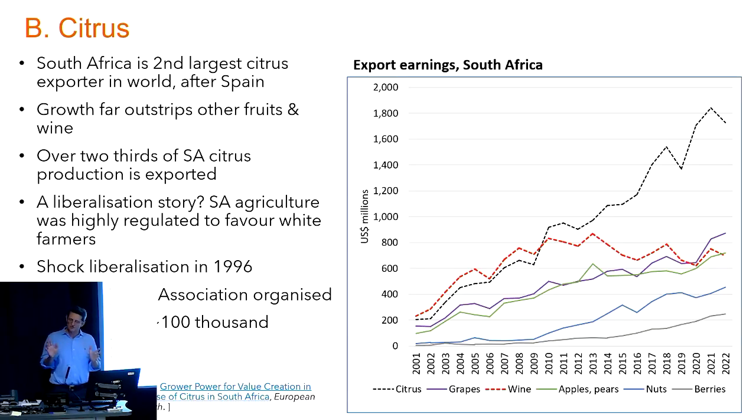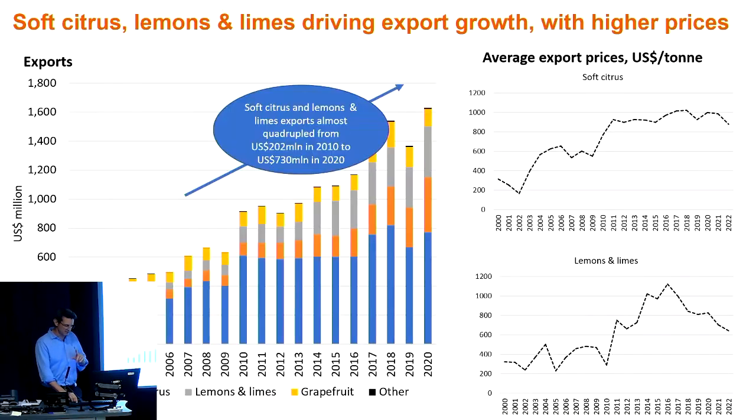Under apartheid, up to 1994, this industry in South Africa was controlled by marketing boards. They were all swept aside in 1996. Shock liberalization. Is it a response to liberalized markets? The answer is no. Okay? The Citrus Growers Association of farmers organized themselves, around 1,400 farmers, 100,000 employees, and they've essentially, with the government, been managing the markets. Now, we say managing the markets, we'll come to what that means.